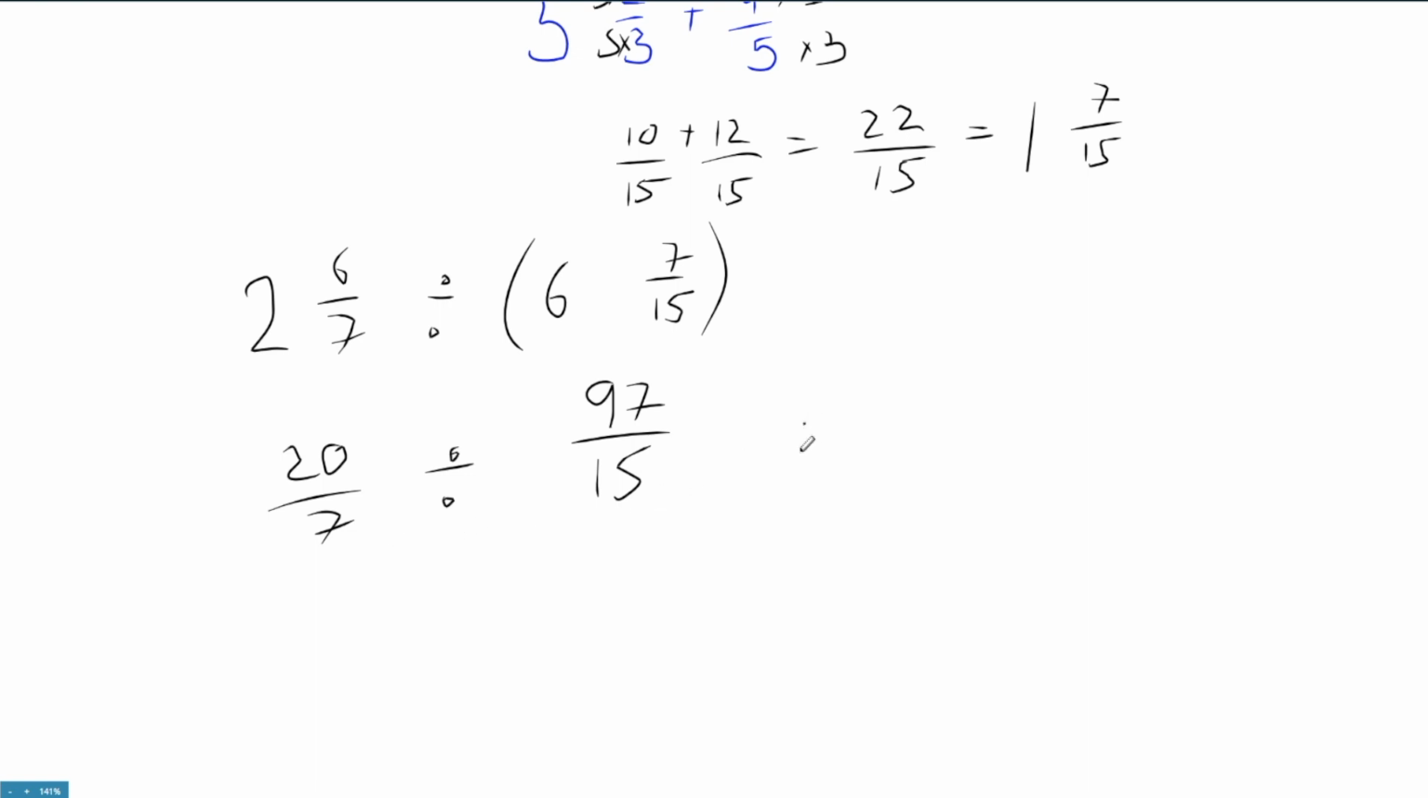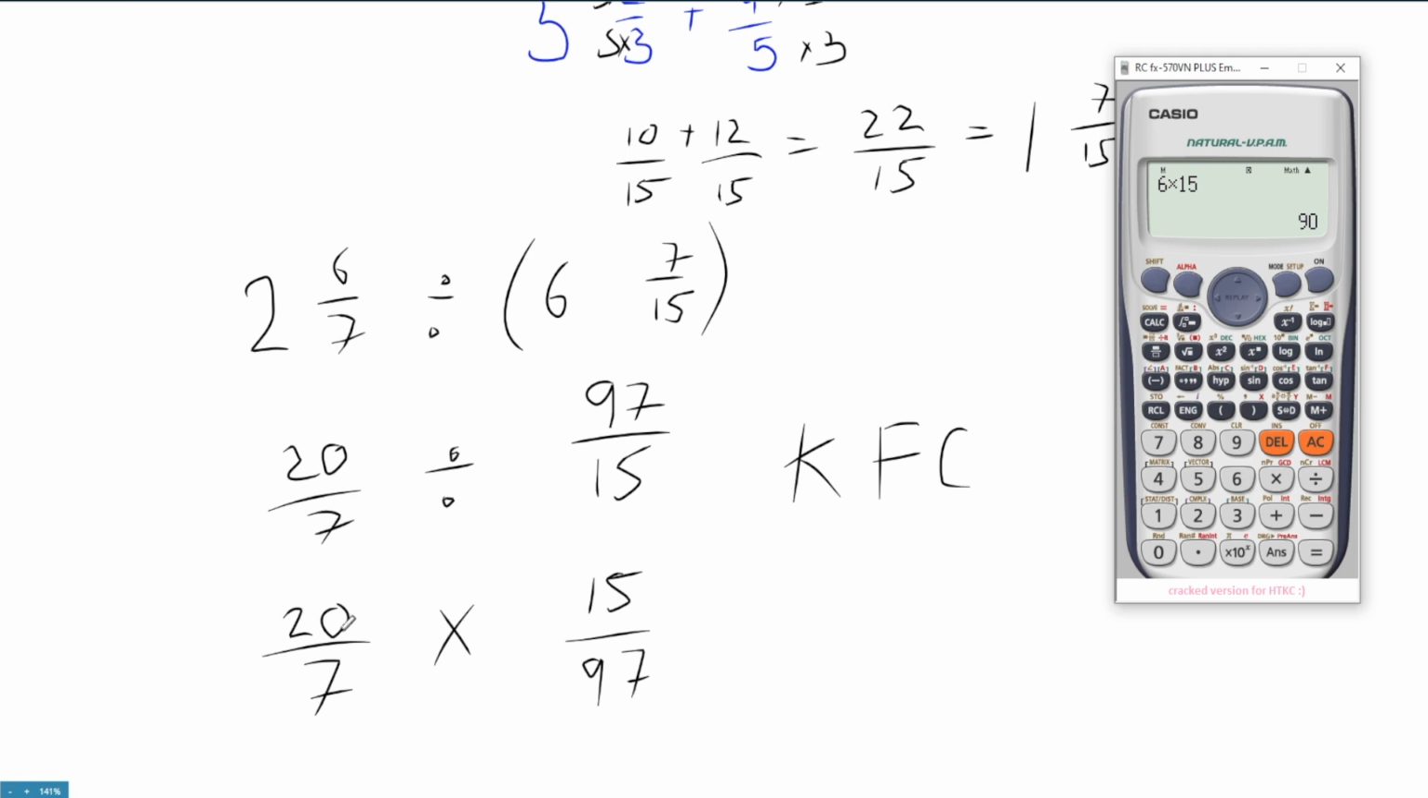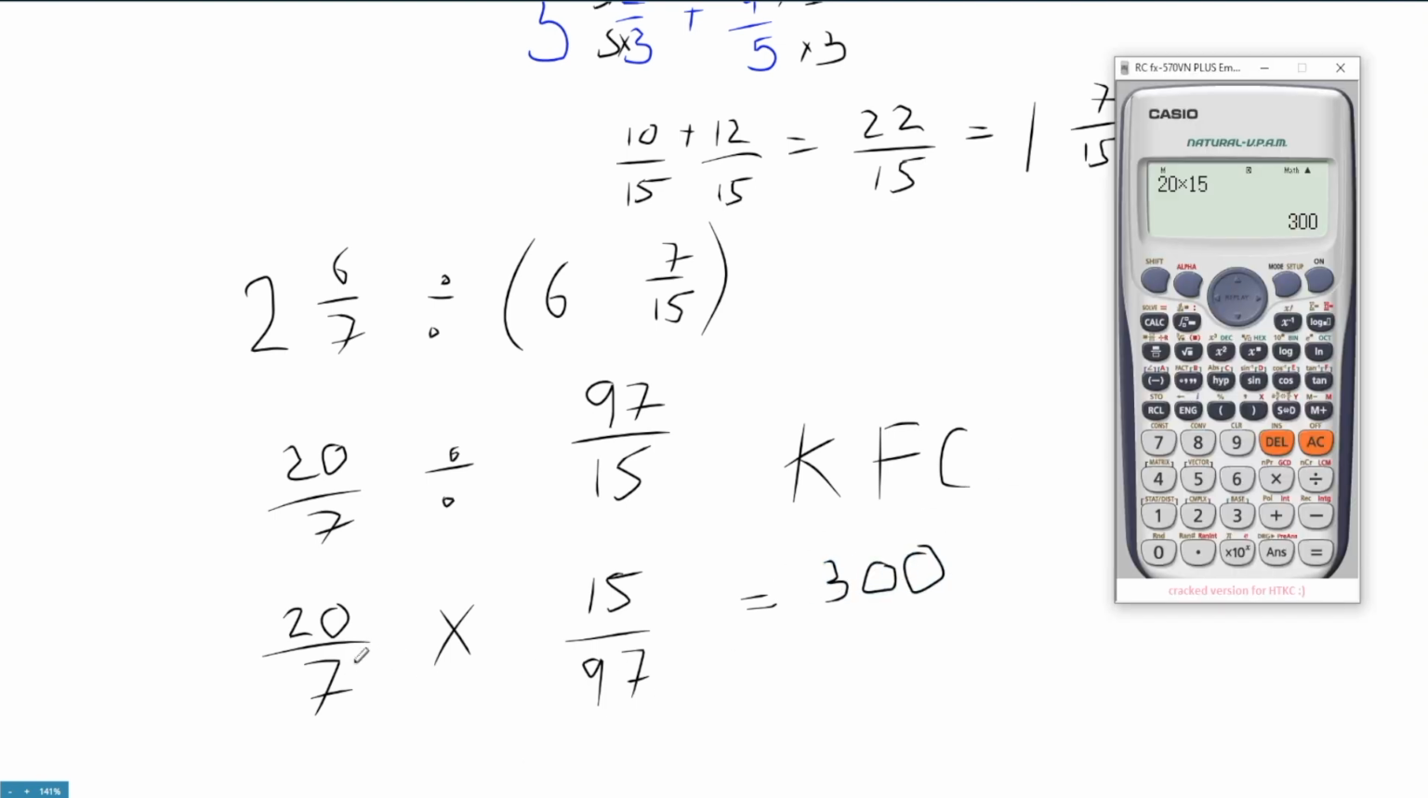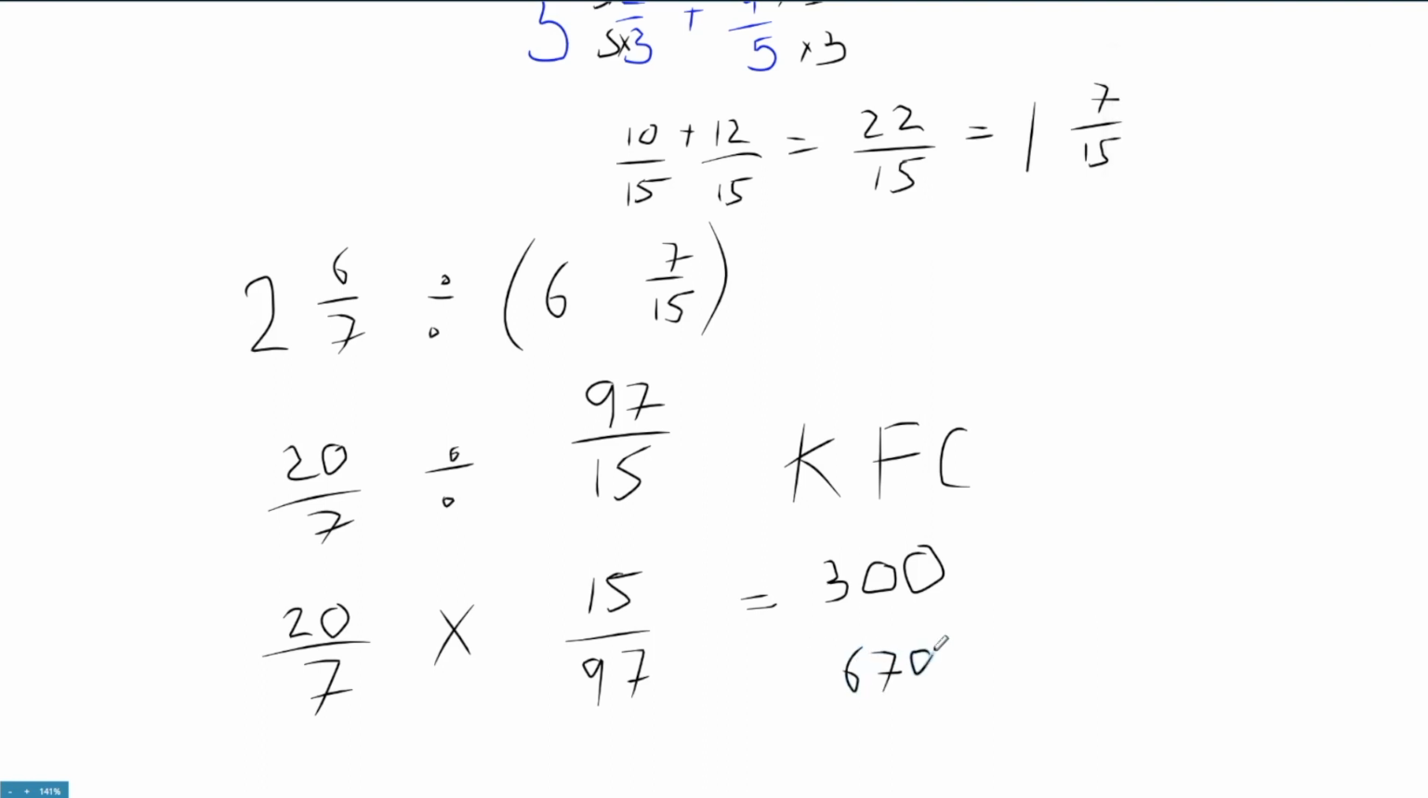So we're going to use keep, flip, change, which means we keep the first one the same, so it stays as 20 over 7. We flip the second one, so it becomes 15 over 97. Oh, that's so ugly. And then we change this into a multiplication. And 20 times 15 is equal to 300. And then 7 times 97, wow, 7 times 97 is equal to 679. 679. This is so ugly.